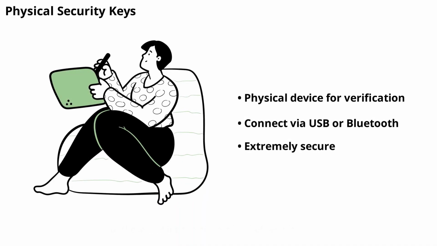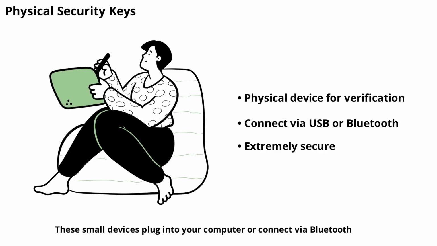For those seeking the highest level of security, physical security keys are an excellent option. These small devices plug into your computer or connect via Bluetooth. When prompted, you simply tap the key to verify your identity. Physical keys are nearly impossible to hack remotely, making them ideal for protecting sensitive accounts like Social Security.